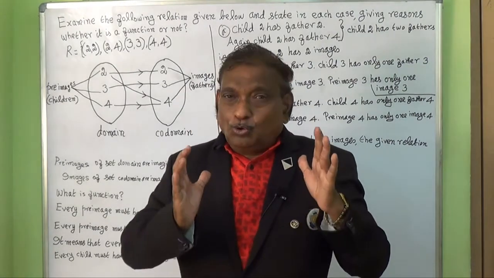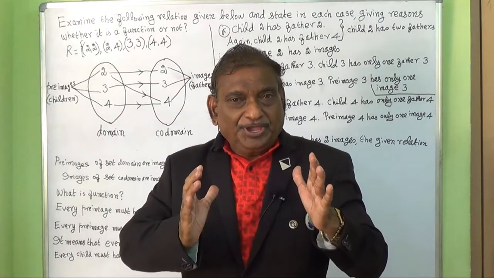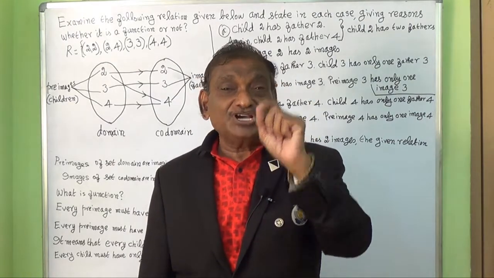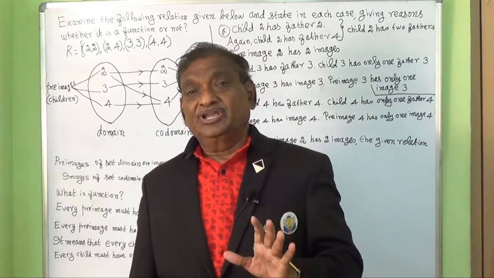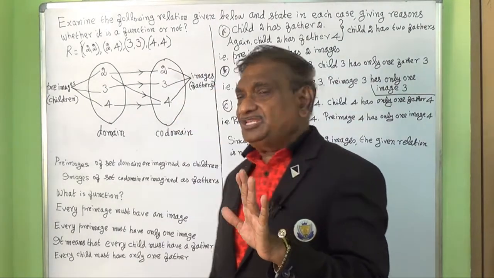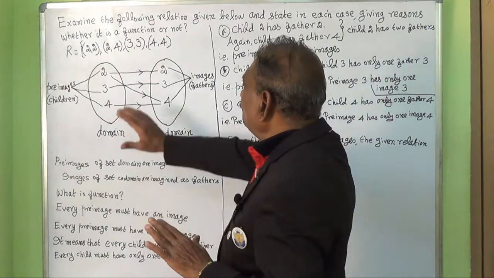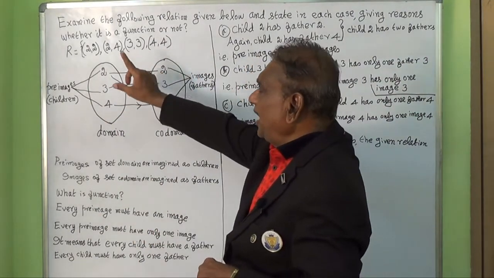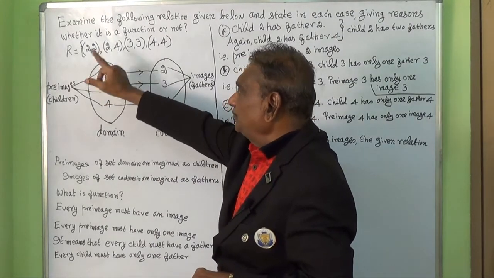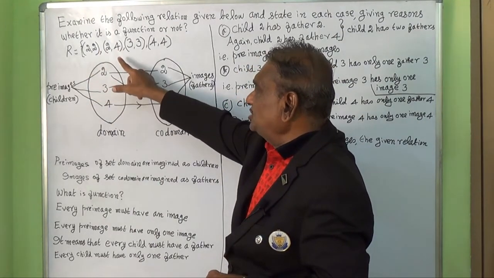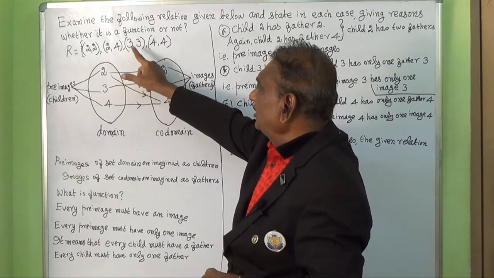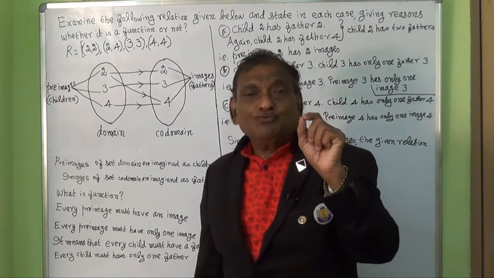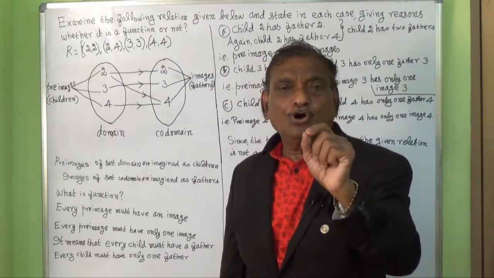Today we are going to verify whether the given relation is a function or not. The relation is given in 4 ordered pairs. The first ordered pair is 2, 2. The second ordered pair is 2, 4. The third ordered pair is 3, 3. And the fourth ordered pair is 4, 4.